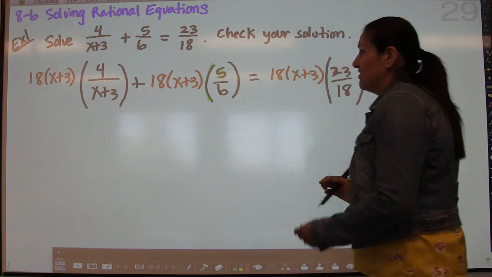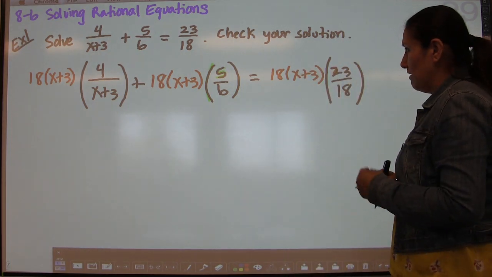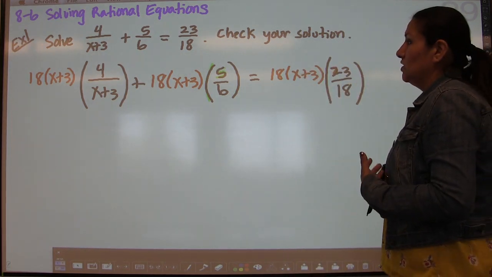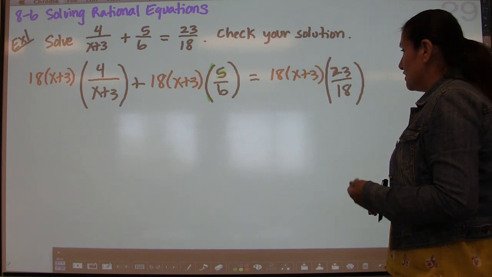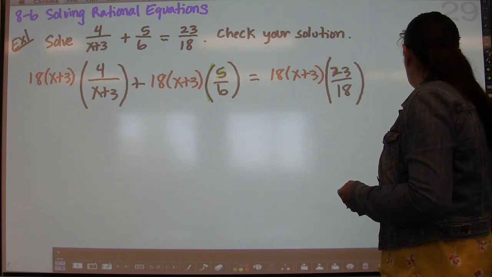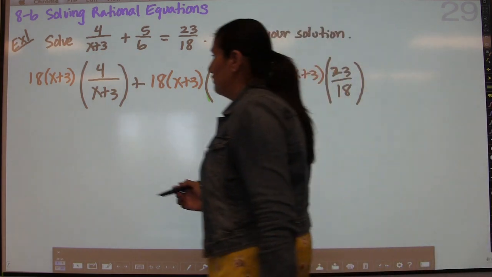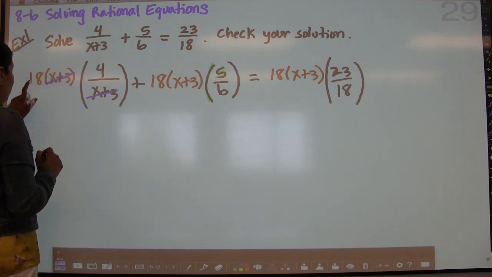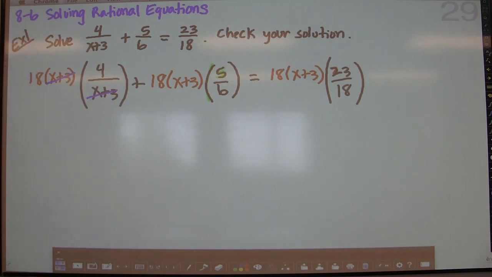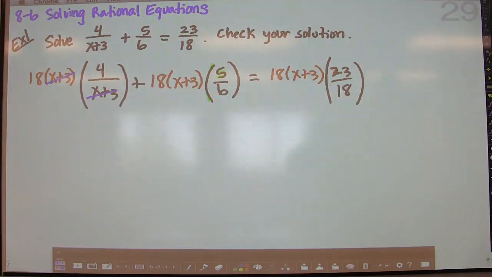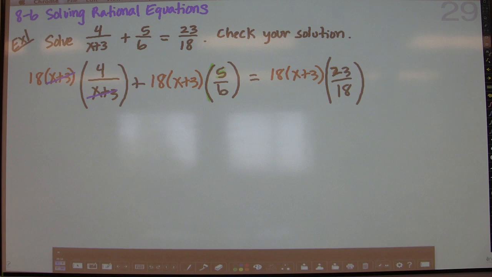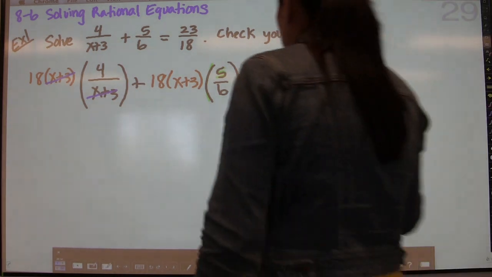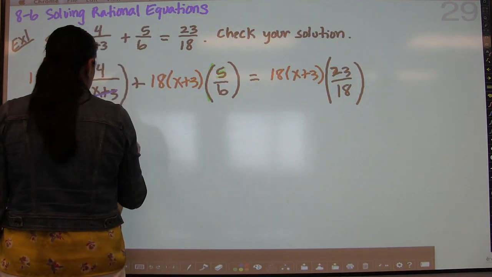So basically what I've done is I've taken each fraction in the original equation and I'm multiplying it by the least common denominator, which is 18 times x plus 3. What that's going to do for us is allow certain things to cancel. So in the first fraction, the x plus 3 is going to cancel, and you're going to have 18 times 4. I'll get my trusty little calculator here. It turns out that 18 times 4 is 72. So that'll leave us with a 72.